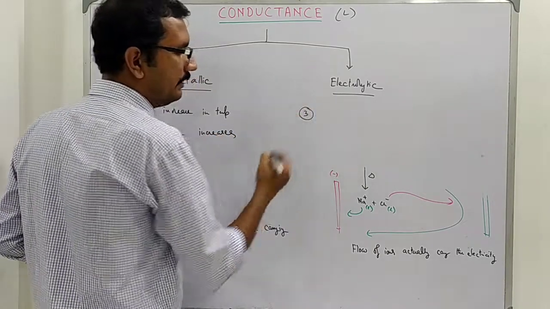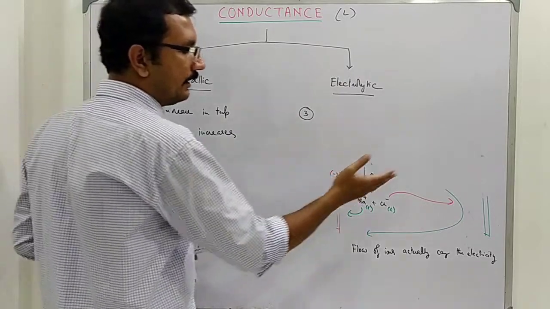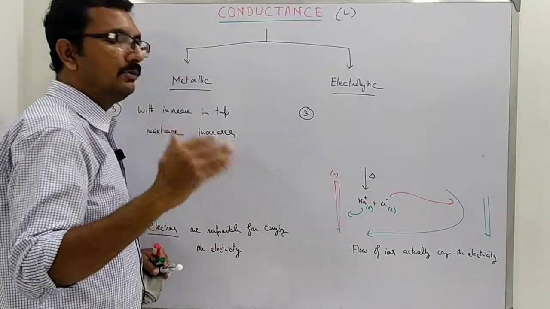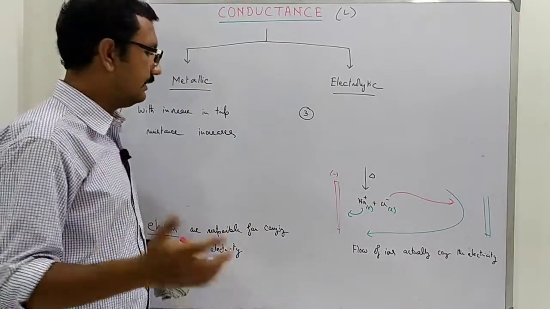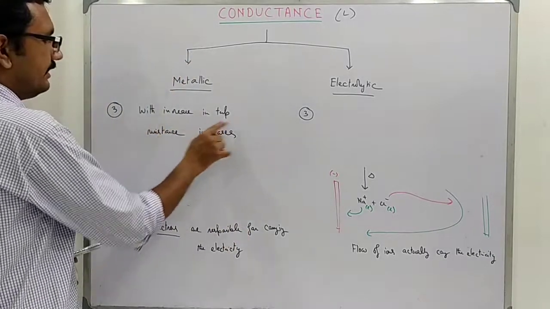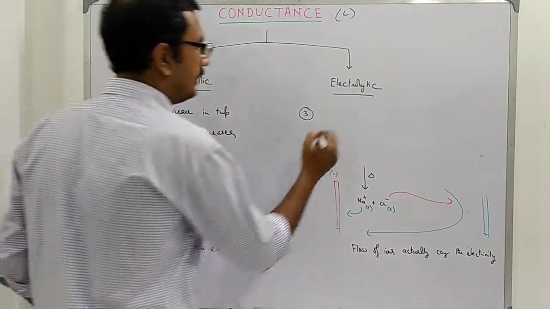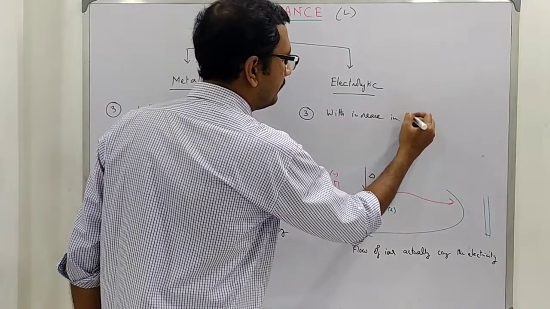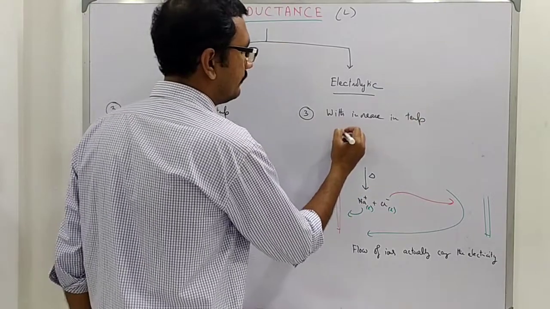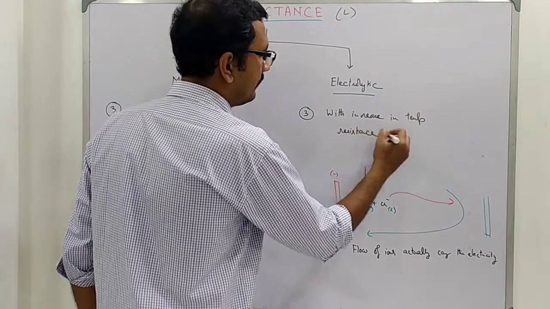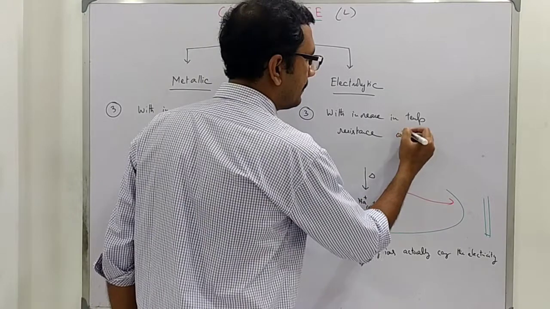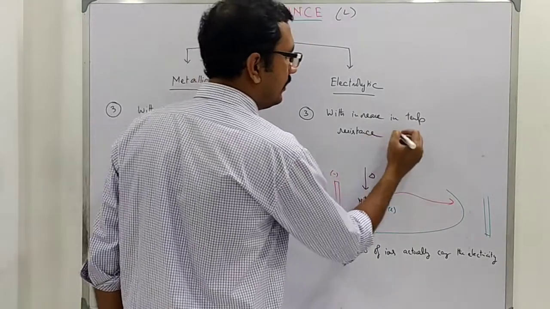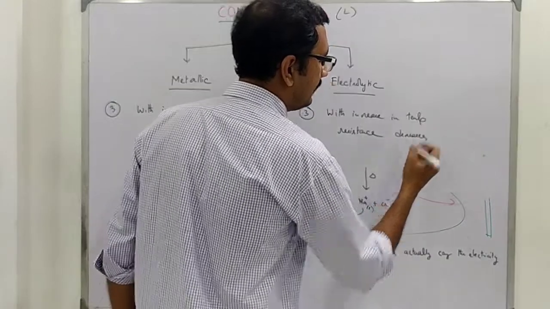And here what will happen? With increase in temperature, the solvated ions or the melted ions will move faster owing to increase in the ionic mobility. So, here with increase in temperature, resistance increases, but here with increase in temperature, resistance decreases. Ionic mobility increases, speed increases, so resistance decreases.